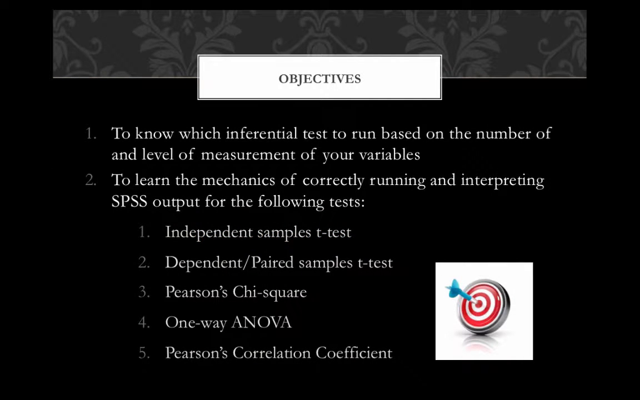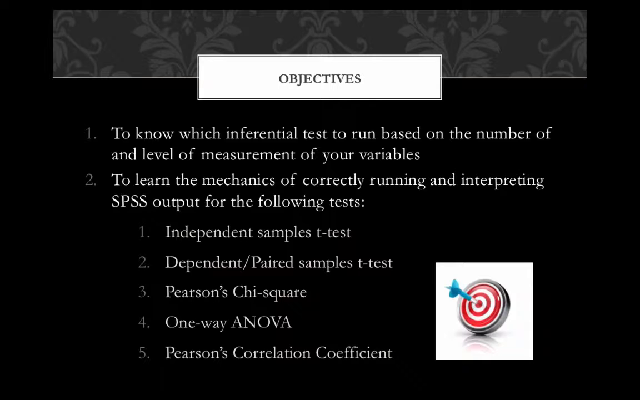So the objectives for this lecture are to know which inferential test to run based upon the number and level of measurement of your variables. And again, this is a similar objective that we had last week in Chapter 9, where we just really started to talk about what types of tests we're going to do and the plan that we're going to have for all of our tests. Remember the 5 steps that we're going to have for hypothesis testing.